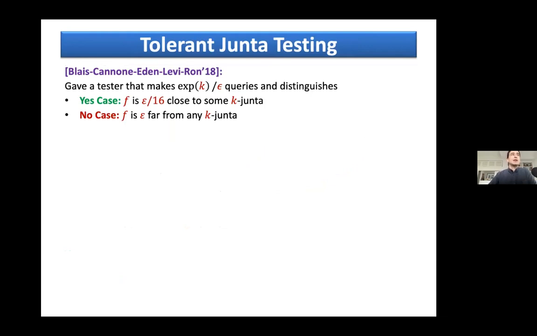Blais et al. gave a tester that makes exponential in k many queries and can tell the difference between things that are epsilon over 16 close to a k-junta and functions that are epsilon far from a k-junta.